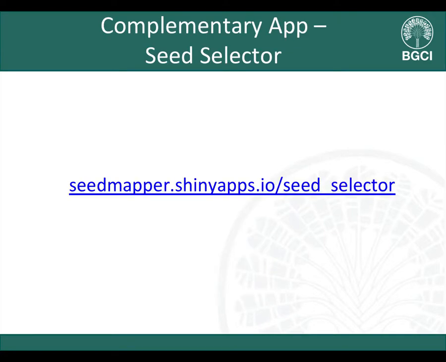Climpart is a tool that provides spatially explicit guidance for seed collection. We also serve a complementary app, Seed Selector, linked above, which is primarily a tool for picking among available accessions for use in restoration projects.